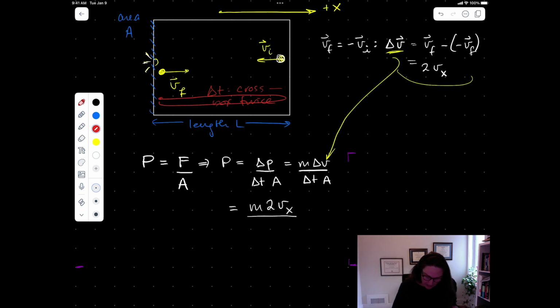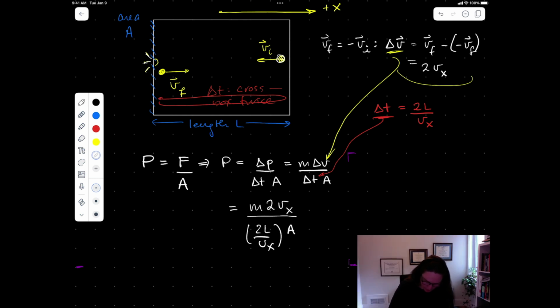So we can figure out that time assuming that it has a constant speed. So time equals distance over speed, and the distance is going to be 2 times the length of the box divided by its speed, v sub x. So I'm going to take this and I'm going to plug this in to the denominator there. And therefore I'm going to have 2L divided by v sub x, and all of this is multiplied by the area of the box.